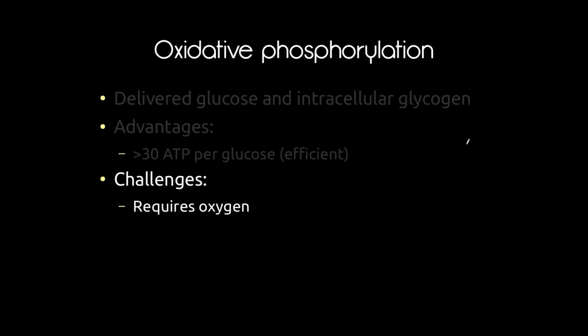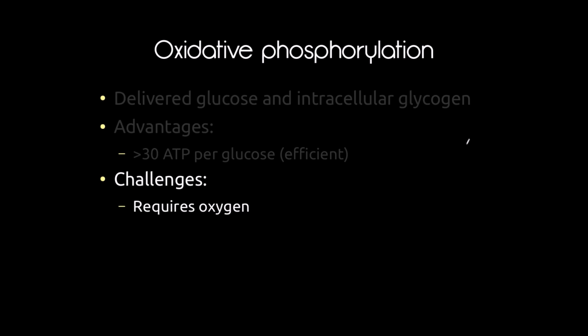And the first one is that this requires oxygen. We need to have that oxygen as the final electron acceptor at the very end of the electron transport chain. And so if there is not oxygen available, which sometimes becomes the case during times of very, very high muscle contraction, this can't be met.